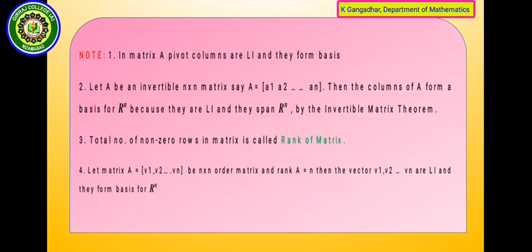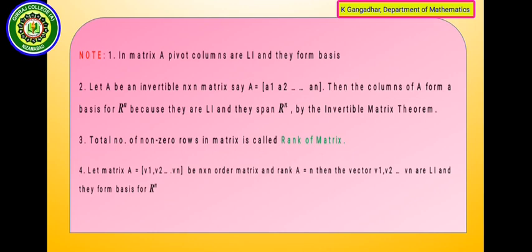One note is there. In a matrix A, pivot columns are linearly independent, and they form a basis. The second note is: let A be an invertible n by n matrix, say A equal to A1, A2, so on An, then the columns of A form a basis for R to the power n. So in matrix A, the columns form a basis for R to the power n.